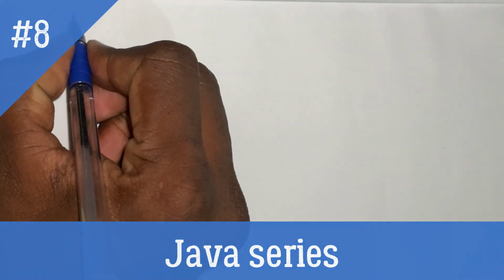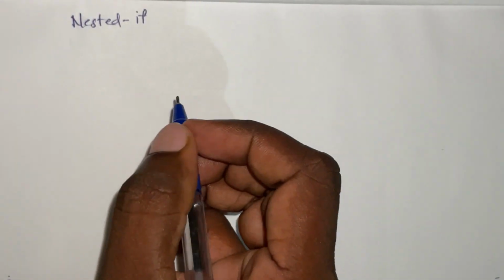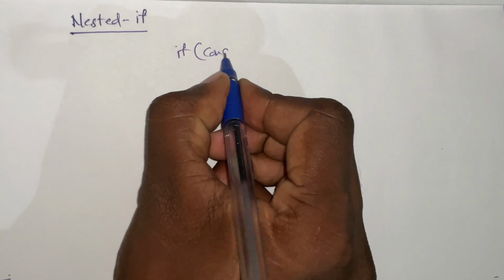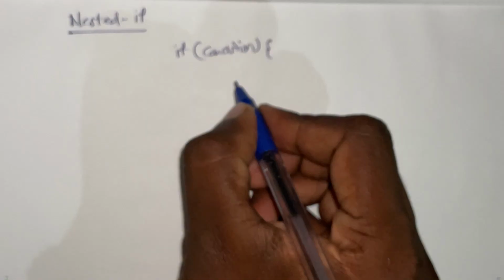The next topic is nested if. Nested if is nothing but an if condition inside another if condition. Previously we learned the if condition, with open curly brace, close curly brace, and the statements.